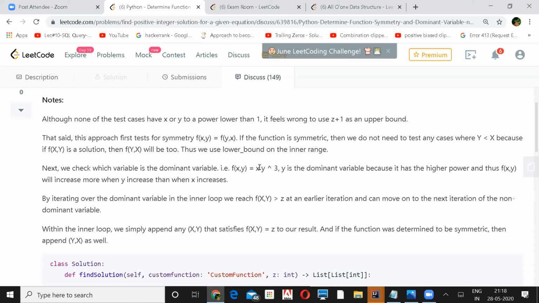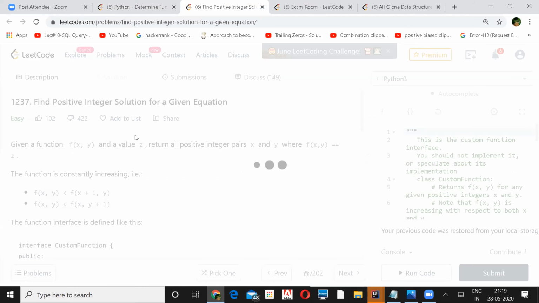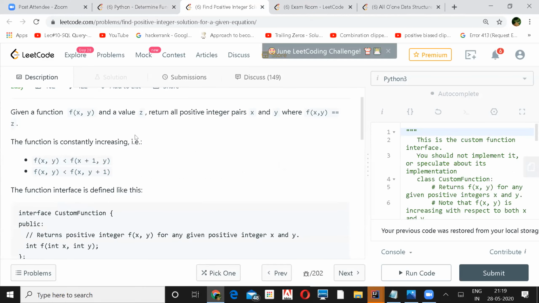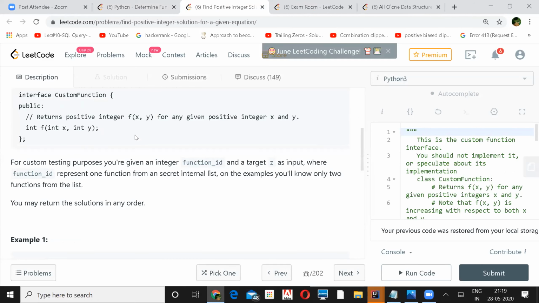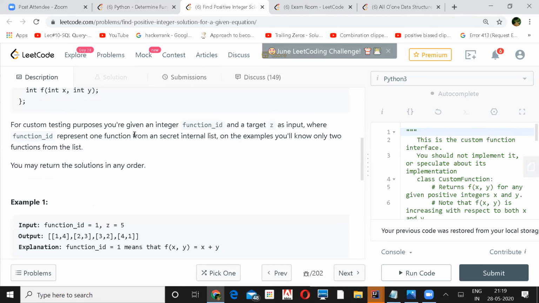But that's why they did not say in the problem statement that you are going to use only two of those secret functions? Because if you look at the problem statement at the very end, he talks about the internal secret list of examples. You will know only two functions from the list. So I assume it will be only plus and multiplication. But there are 9 function IDs, I think. Right. Yeah, so 1 to 9.